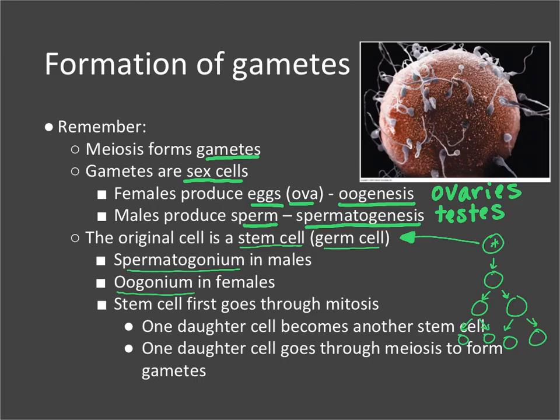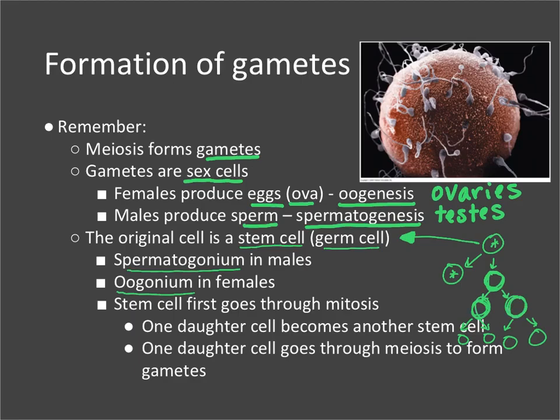Now, one thing to keep in mind is that this stem cell actually goes through mitosis first, and that's because it has to basically create a replacement for itself. So it creates another stem cell, and then it creates this cell, which then goes through meiosis. So the stem cell goes through mitosis first to create two daughter cells. One of those daughter cells is going to become a new stem cell that can then go through meiosis later on. The other daughter cell is going to go ahead and go through meiosis right at that moment that it is produced.